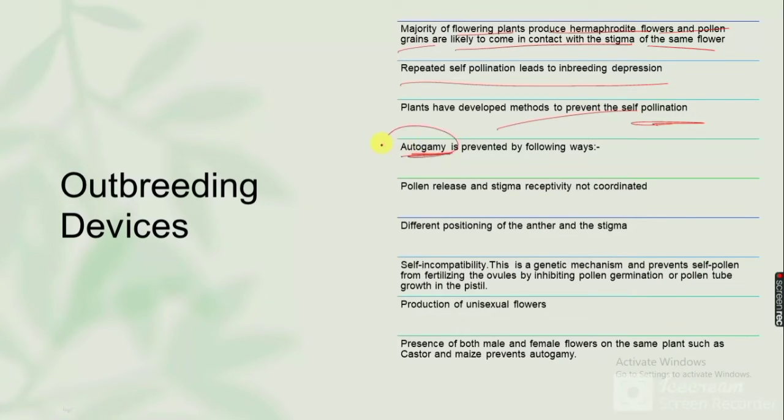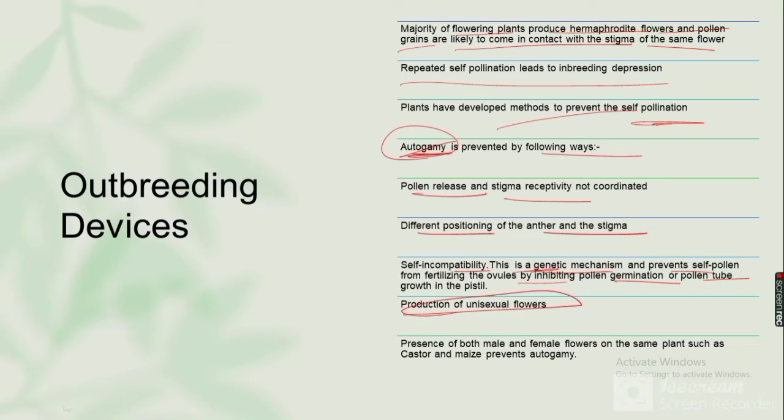Autogamy is prevented in the following ways. First, pollen release and stigma receptivity are not coordinated. If pollen is released, then the stigma will not be receptive, or there is different positioning of anther and stigma. Second, self-incompatibility. This is a genetic mechanism that prevents self pollen from fertilizing the ovules by inhibiting pollen germination or pollen tube growth in the pistil.